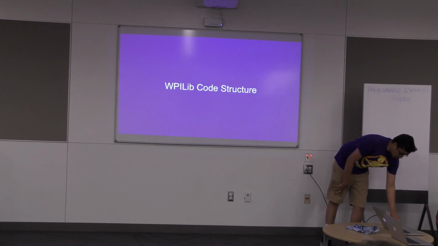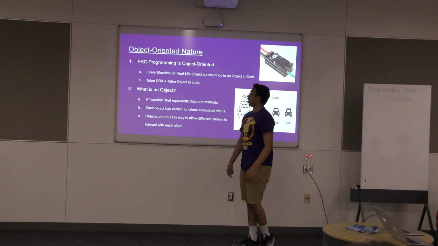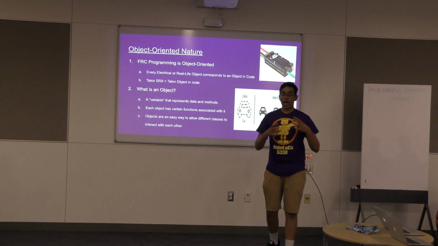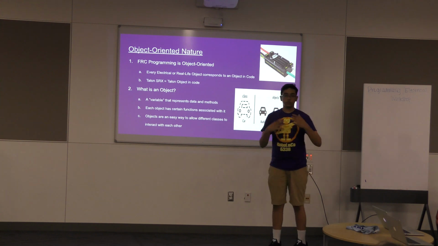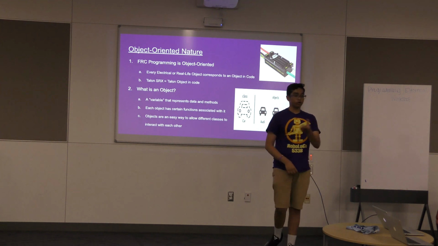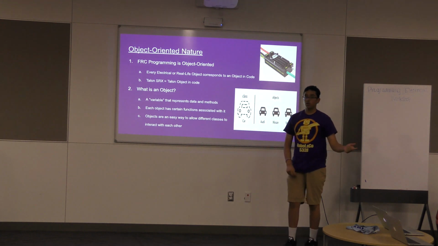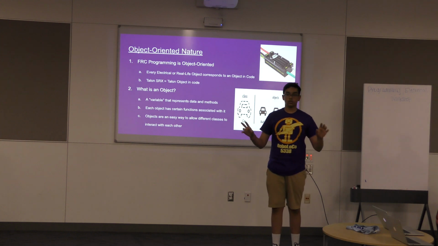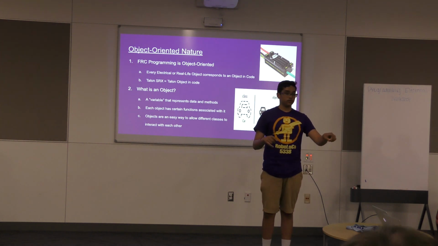Now we're going to get started on the code structure. FRC programming is extremely object-oriented, which means that every real-life thing has something associated with it in code. For example, a Talon, which is an electrical motor controller, has an object associated with it in code. Is everyone here somewhat familiar with object-oriented programming? Raise your hand if you have no idea what I'm talking about.